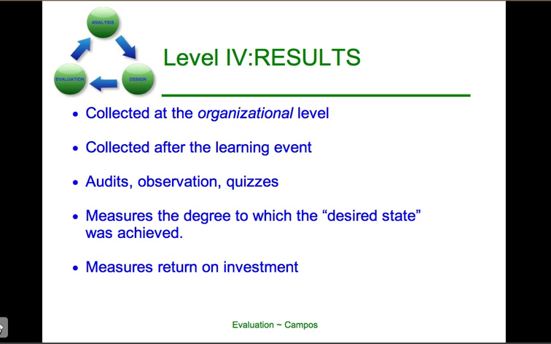Then we go on to evaluate results, which is commonly referred to as level 4. This, unlike the other 3 levels of evaluation, is collected at the organizational level. So we aren't looking at individual performance anymore. We're looking at organizational outcomes. It's also collected after the learning event. There's also many different ways to collect the information. And it looks at the degree to which that desired state or that future state of performance has been achieved.